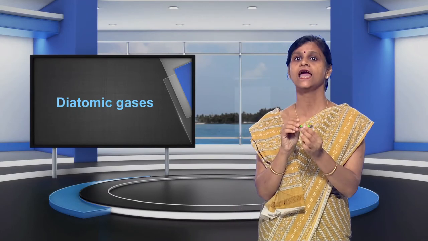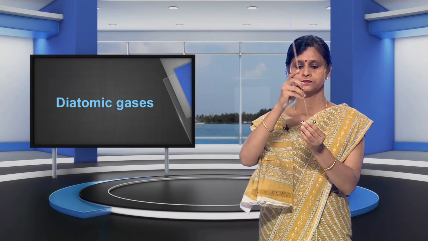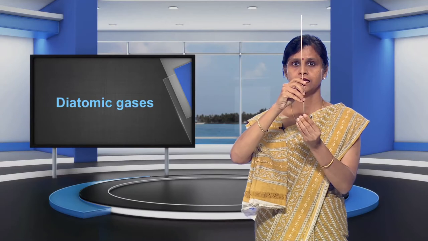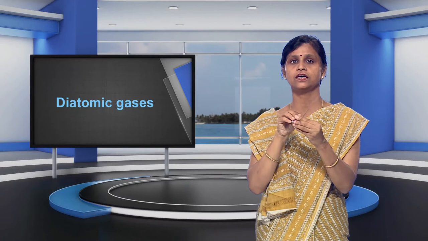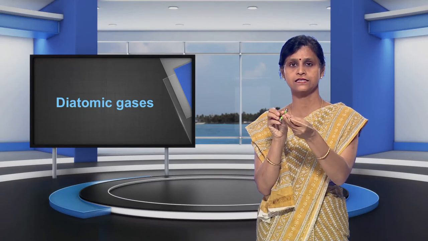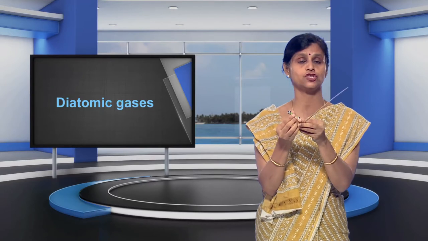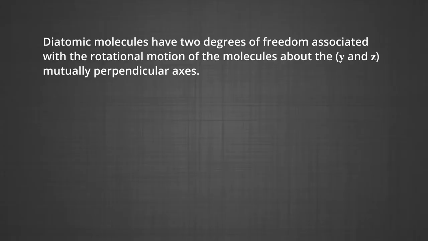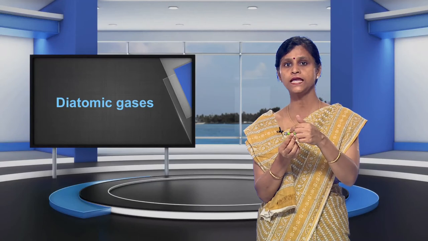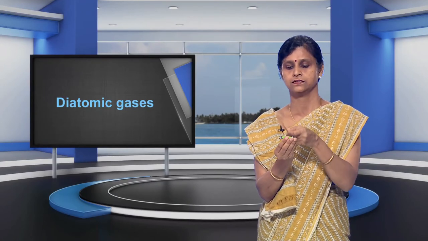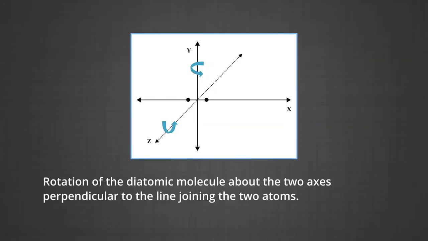But the molecule can rotate about the y axis, and it can rotate about the z axis passing perpendicular to the line joining the two atoms. Hence, the diatomic molecule will have 2 degrees of freedom associated with the rotational motion of the molecule about the mutually perpendicular axes. The figure shows the same scenario, in which the rotation is about 2 mutually perpendicular axes perpendicular to the line joining the two atoms.